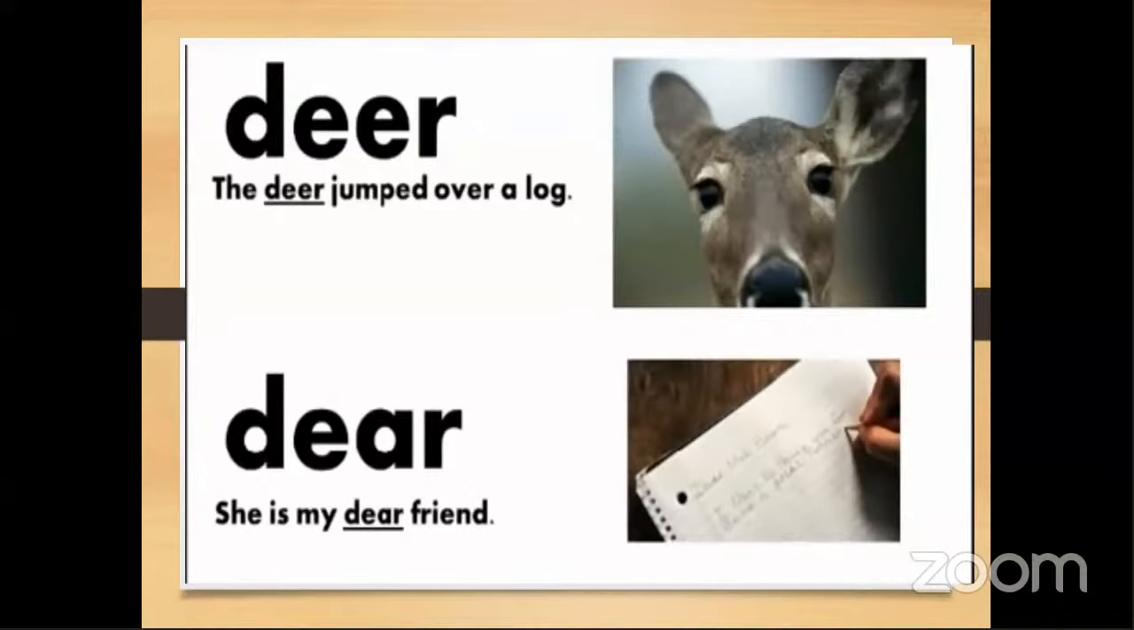Now, deer. Now, this is an animal. D-E-E-R, deer. Yeah. Read the sentence. The deer jumped over a log. Now, in the next picture is, she is my dear friend. She is my dear friend. She is writing about her friend.